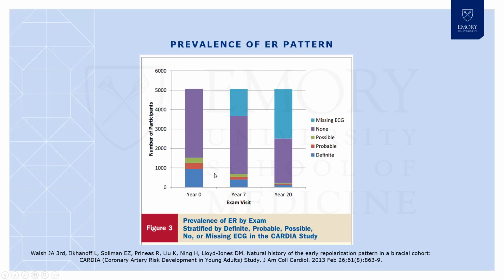So this is year 0. Definite early repolarization is represented in blue. And you see that it decreases a lot in year 7 and decreases even more in year 20. Unfortunately, the major source of bias in the study was the amount of missing EKGs. You see here is even more than half in year 20. But it did seem the case that patients were less likely to have definite early repolarization after 20 years.